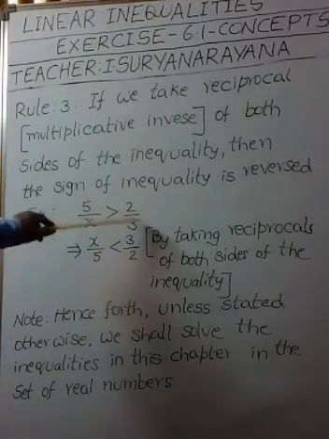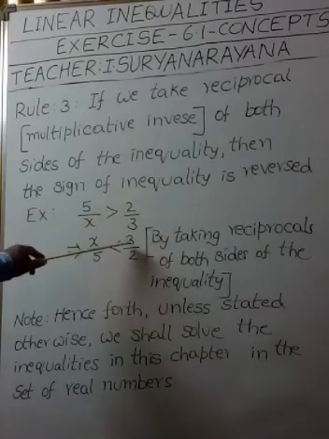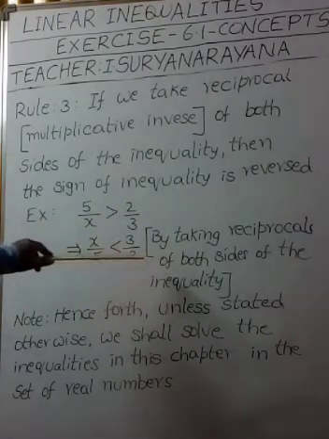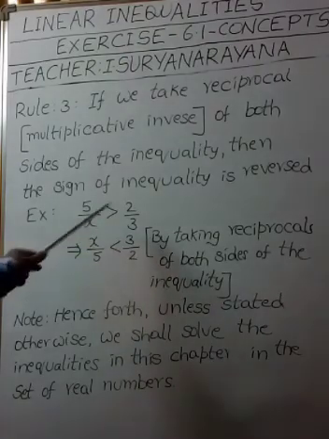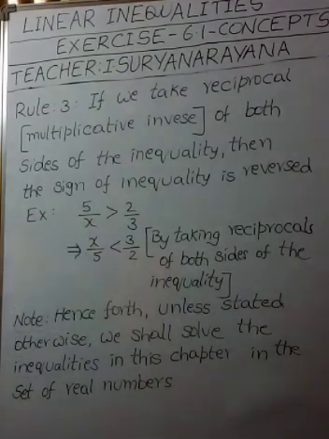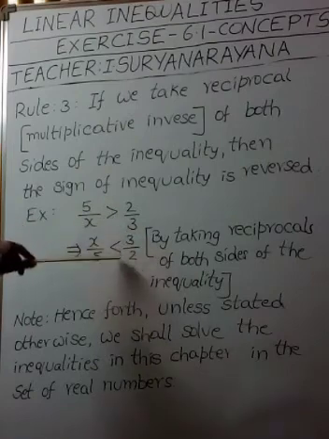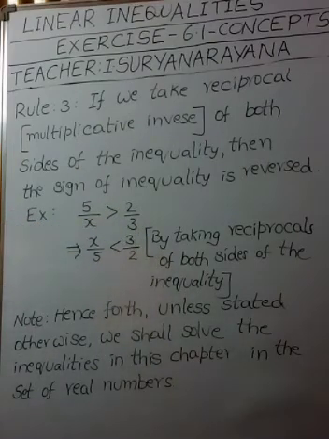Here also I have taken its reciprocal. What is the reciprocal of this number? 3 by 2. Understood this example, my dear children? I have taken reciprocals of both sides of this inequality. In this case also, the sign of inequality is reversed. Okay, my dear children? Understood this point? Right. You should remember these 3 rules when you are solving inequalities. Understood this point, my dear children?